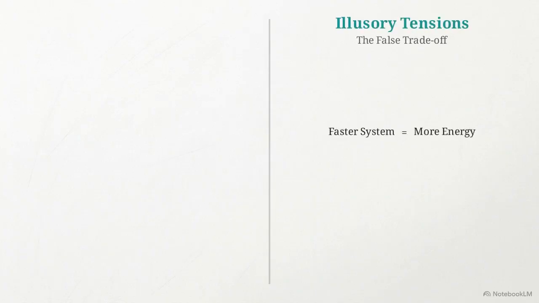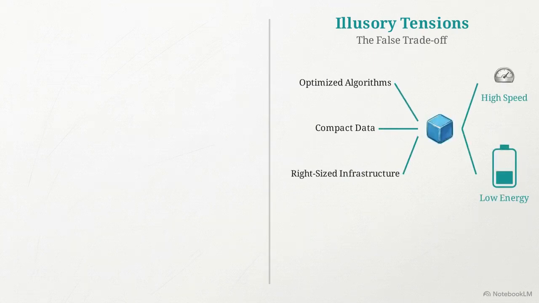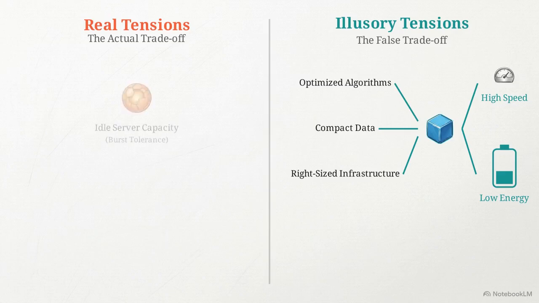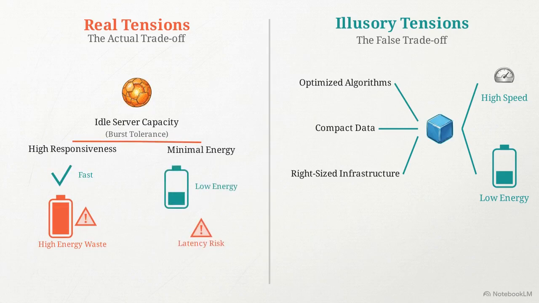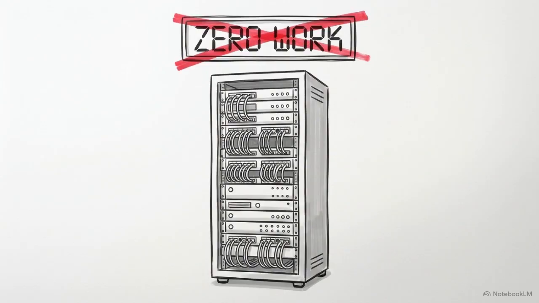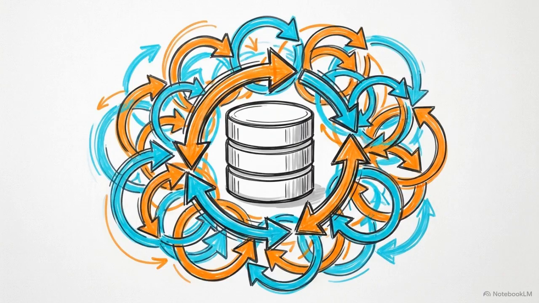We must address illusory tensions, the false assumption that faster systems cost more energy. In reality, optimized algorithms, compact data, and right-sized infrastructure do less work, making them faster and cheaper. Real tensions only occur when architectures demand energy waste to guarantee safety or responsiveness. Idle capacity consumes power doing nothing. Cross-region redundancy duplicates data storage. Perfect cache freshness requires constant invalidation.